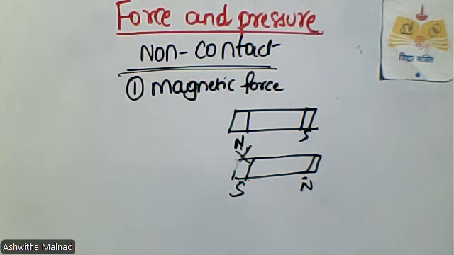That's because of the magnet's opposite poles. So this is one type of non-contact force. The force exerted by a magnet on a piece of iron is also called a non-contact force itself.